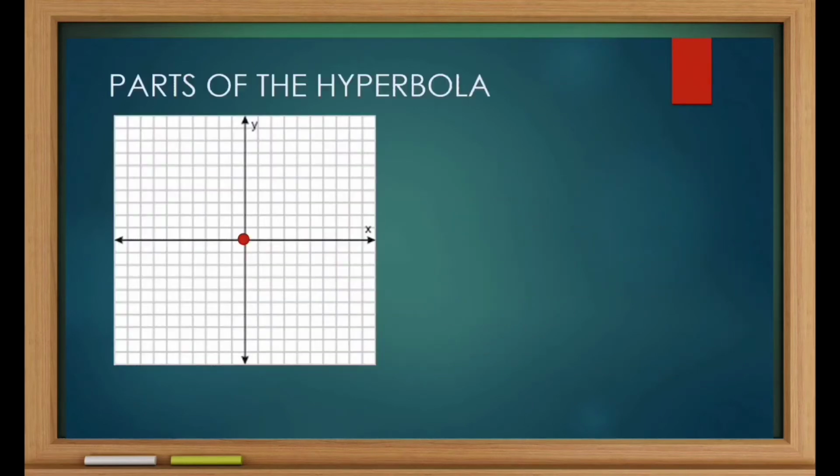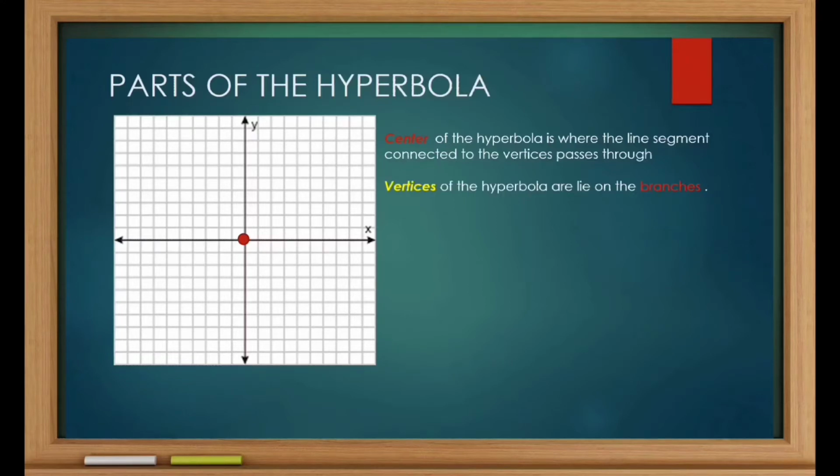Now, parts of the hyperbola. We have the center. The center of the hyperbola is where the line segment connecting the vertices passes through. Vertices of the hyperbola lie on the branches. If these are the branches, then these are your vertices. Foci are inside the branches, these two points.